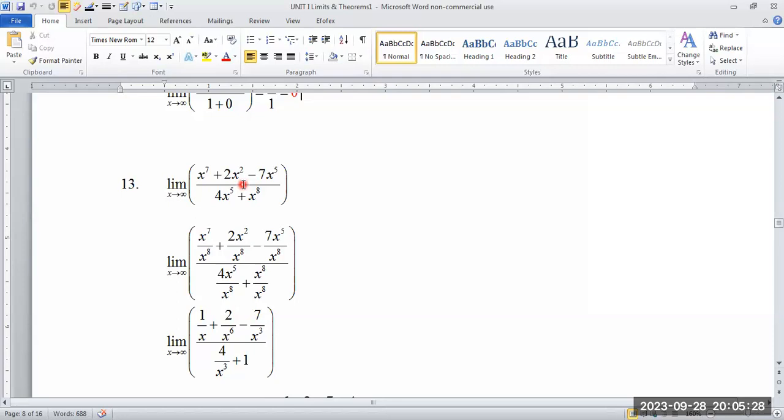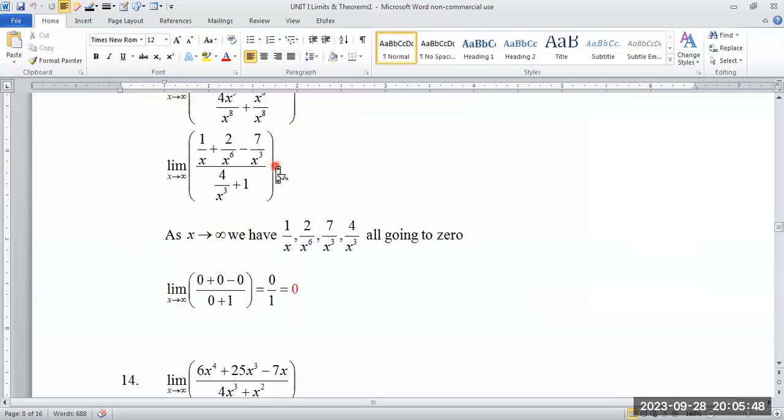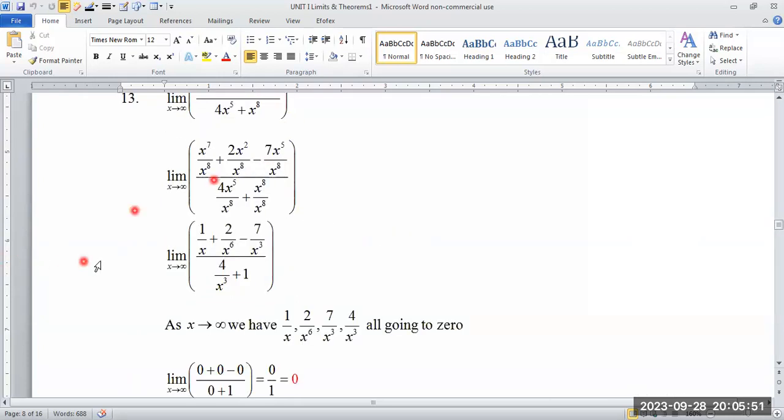And as a result of that, I am going to be dividing each term in that rational function by x raised to the 8th power. So if you notice here, I have x to the 7th over x to the 8th plus 2x squared over x to the 8th minus 7x to the 5th over x to the 8th, all over 4x to the 5th over x to the 8th plus x to the 8th over x to the 8th. I'm going to be doing some cancellations.